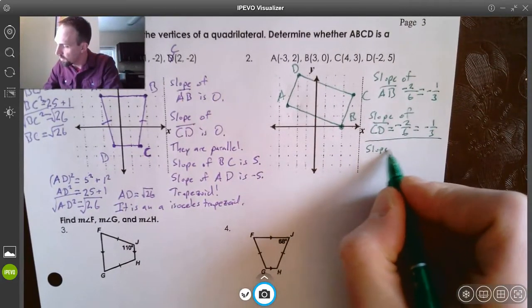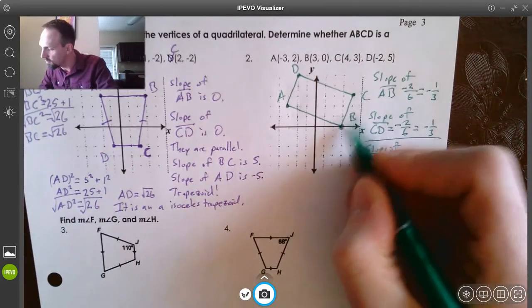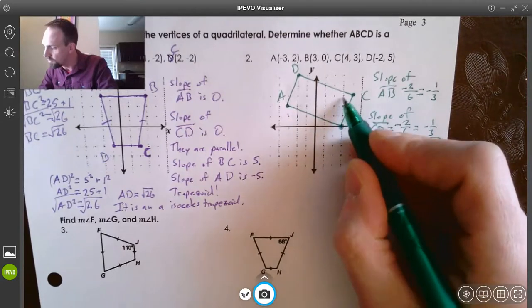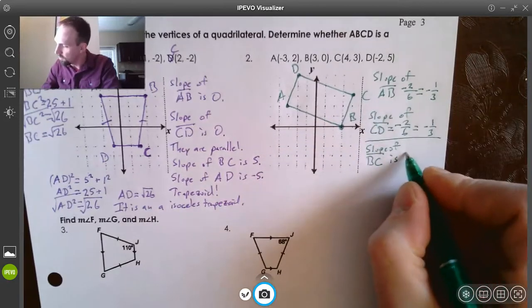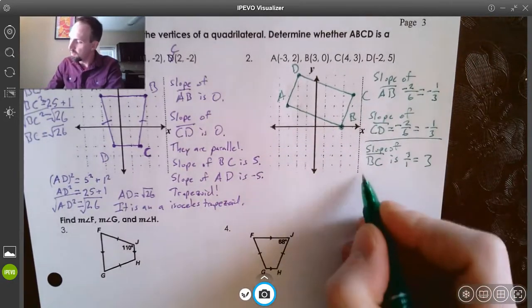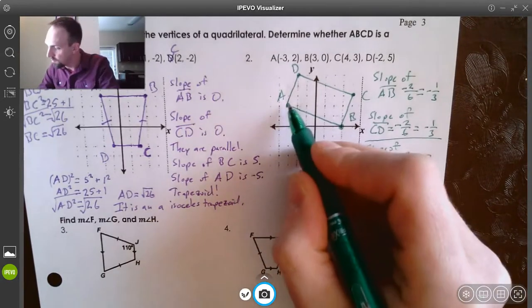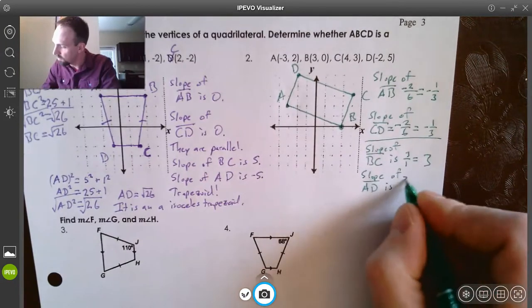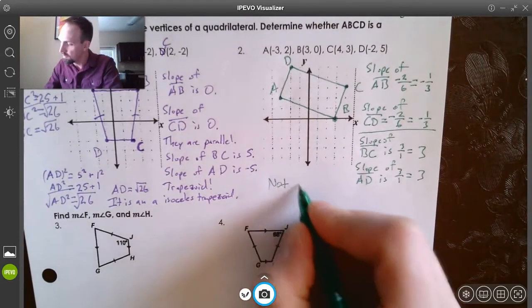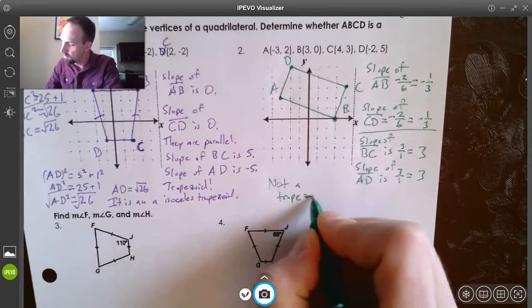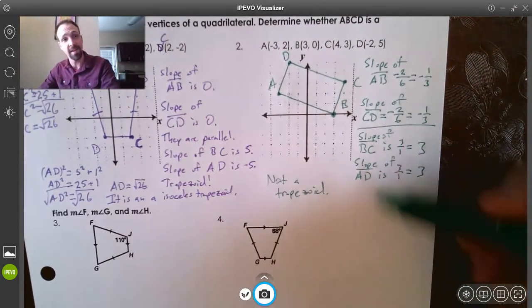So I need to check the slope of, let's check BC. So starting from B, up 1, 2, 3, and then to the right 1, so that's up 3, so 3 over 1, or 3. And then the slope of segment AD, so up 3 and right 1, 3 over 1, so that's also 3. So this is not a trapezoid because of these slopes being the same.